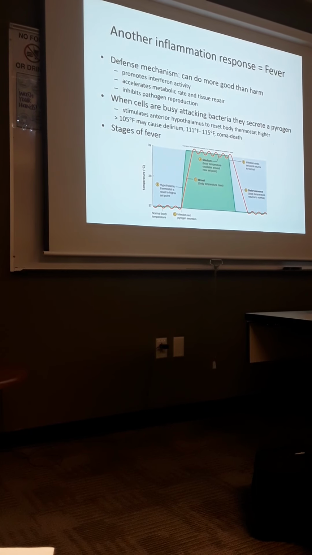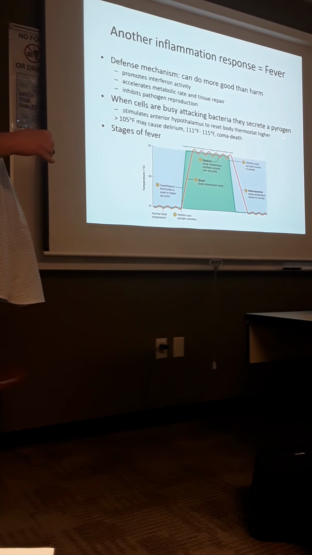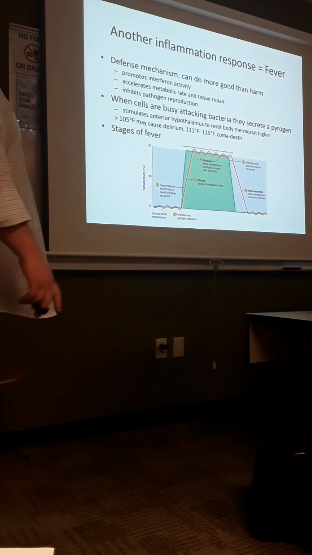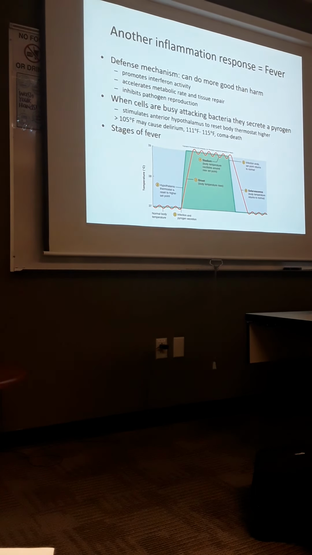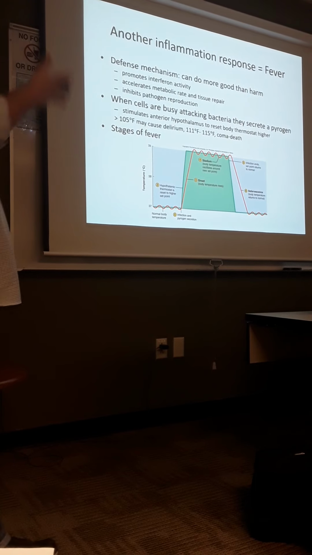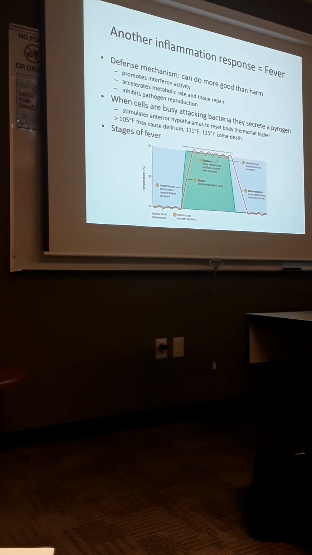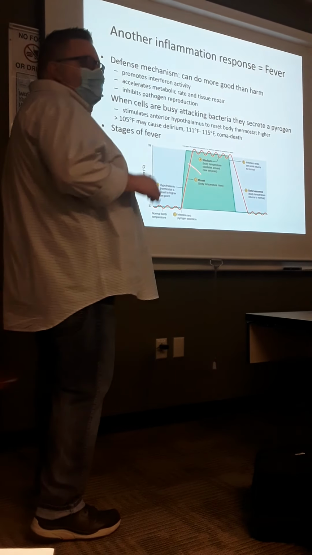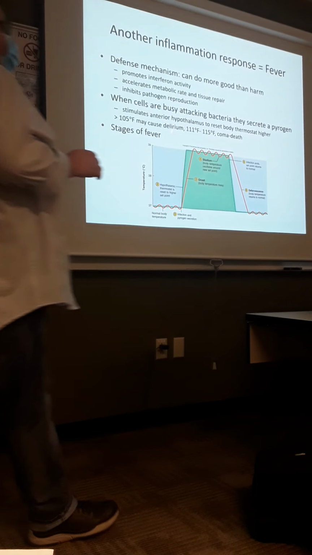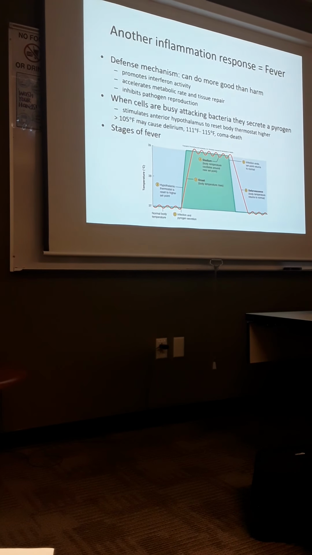So when cells are busy attacking bacteria, they secrete a chemical called a pyrogen. Pyro, think of fire, think of pyromaniac. A pyromaniac is someone that likes to start fires. Pyro means fire, heat. So a pyrogen is a chemical that stimulates fever. It stimulates your body's thermostat, which is in the hypothalamus. Remember your brain from A&P 1, it's in your hypothalamus.